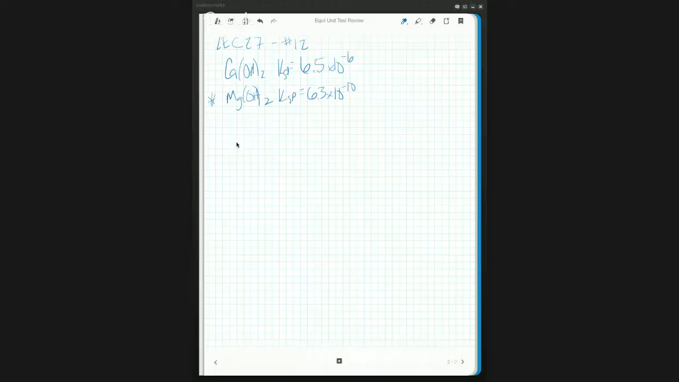So the conditions are 0.35 molar magnesium nitrate, and 0.032 molar calcium nitrate. Now, looking at this, we're going to be dealing with a common ion problem. Here's the magnesium, there's the calcium.